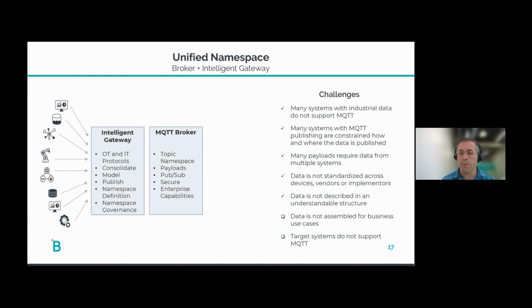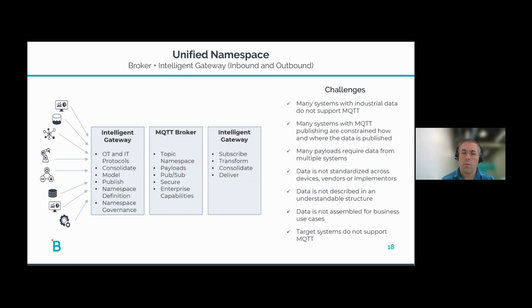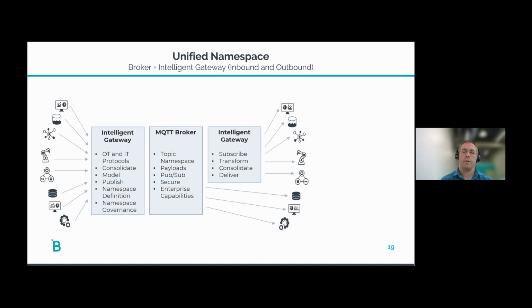But we still have a few remaining challenges. Well, you can also use that same intelligent gateway technology on the outbound for those applications that don't support MQTT or they need to restructure the data again. So it's this combination of the intelligent gateway on the inbound, the MQTT broker, and then the gateway on the outbound that really provides us our unified namespace in a highly functional, enterprise-ready approach.